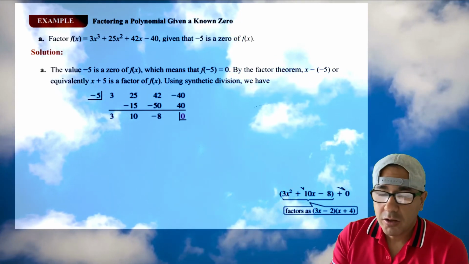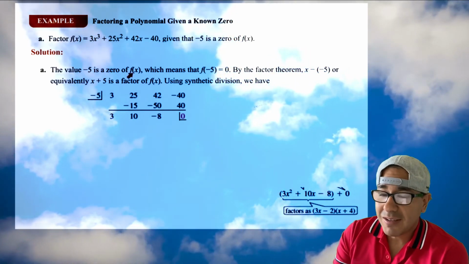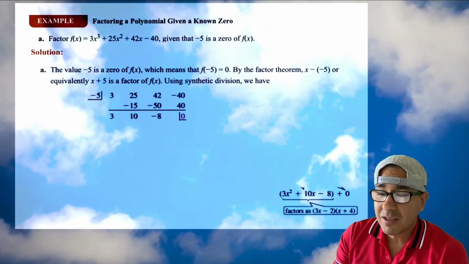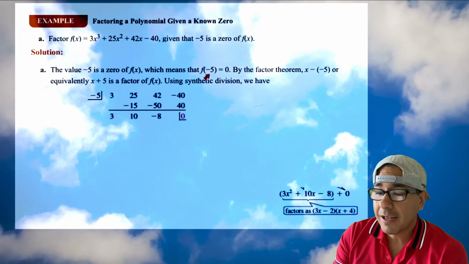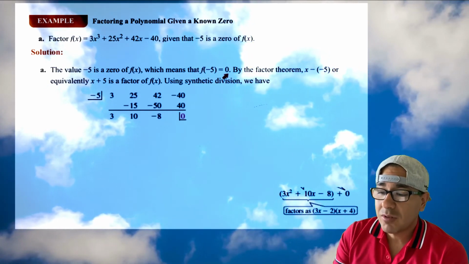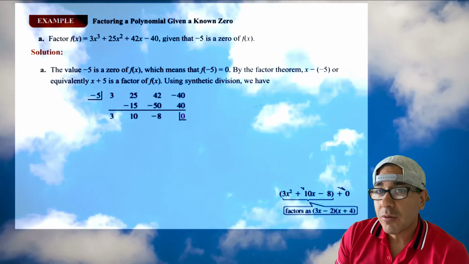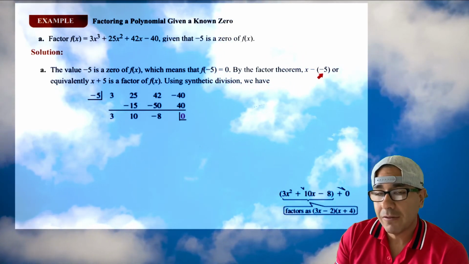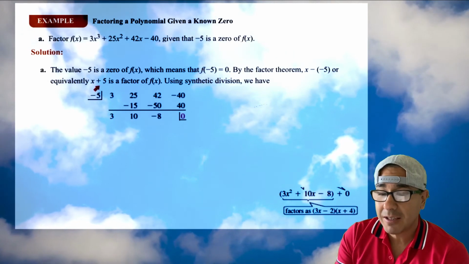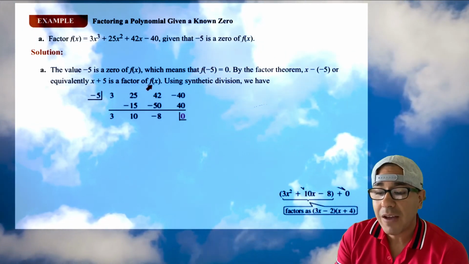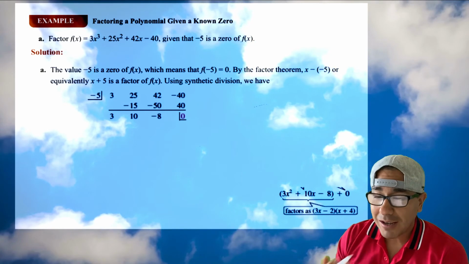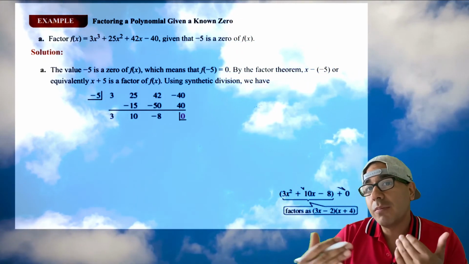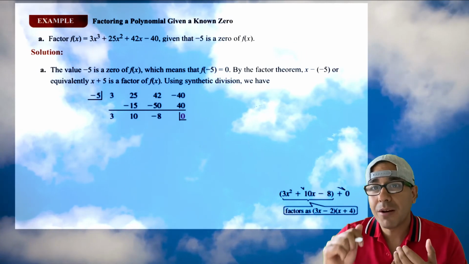The value of -5 is a zero of f of x. That's what's given to us, right? So what that means is that when I plug in -5 into the function, that equals 0. According to our factor theorem, that means that x minus -5, which is the same thing as x plus 5, is a factor of f of x. So I'm going to use synthetic division, and synthetic division is going to help me find my other factors.